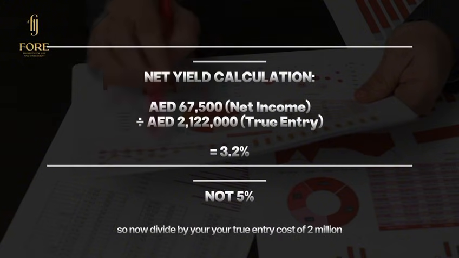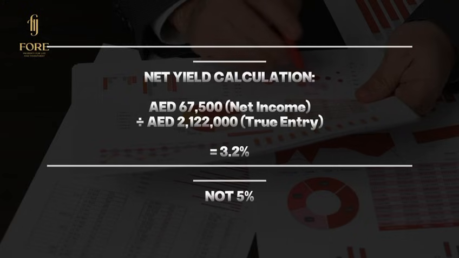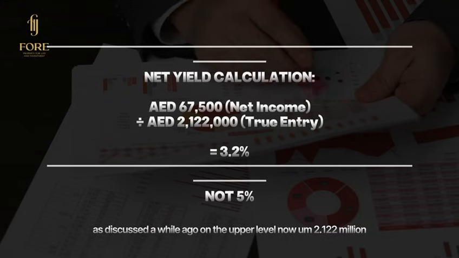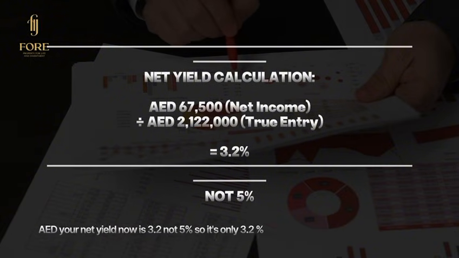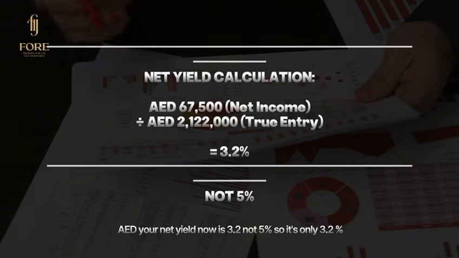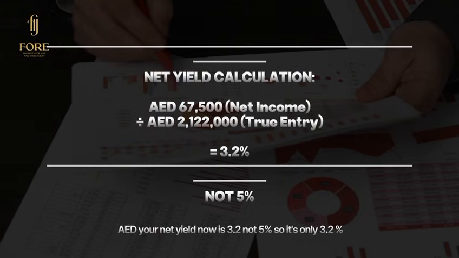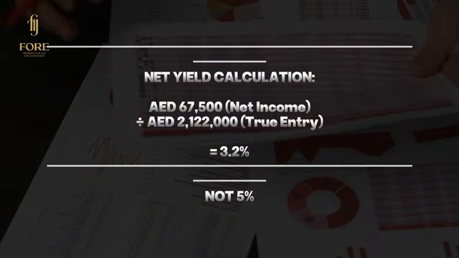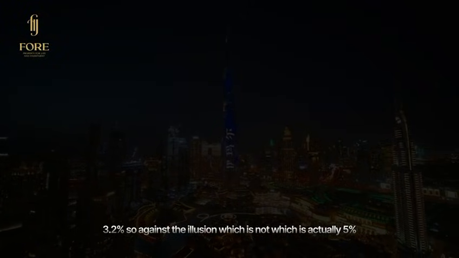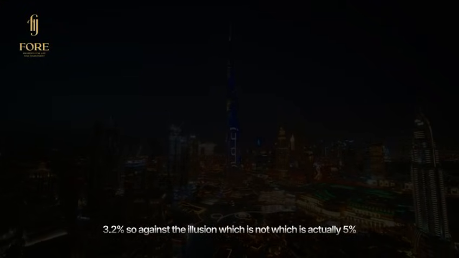So now, divide by your true entry cost of 2,122,000 AED, as discussed a while ago on the upper level. Your net yield now is 3.2%, not 5%. So it's only 3.2%, against the illusion, which is actually 5%.